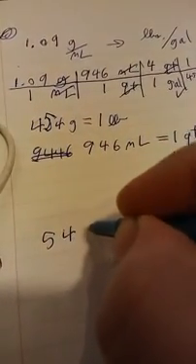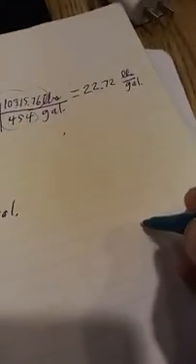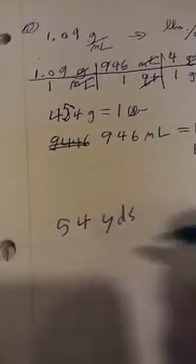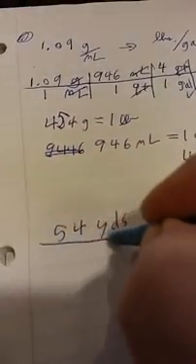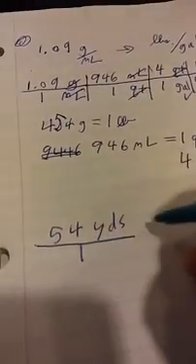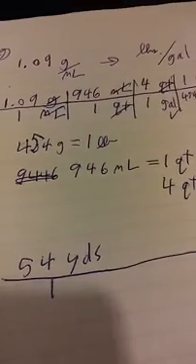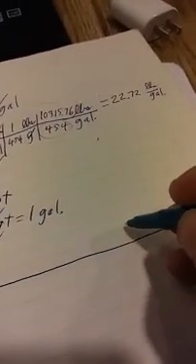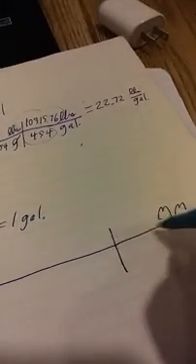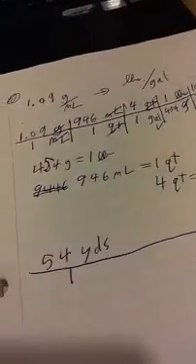54 yards need to become millimeters. Okay, now there's no rate, so I'm just going to put this over 1. I'm going to extend my little bar all the way across to under the millimeters, all the way over there, and I'll put a little line here so I have some room for writing my numbers.